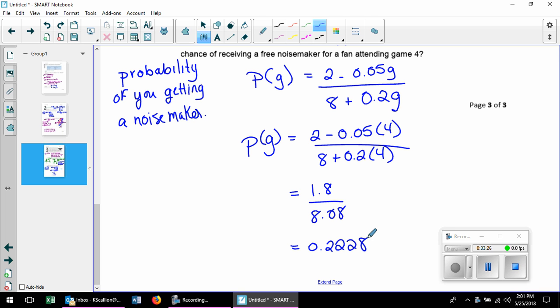So the probability, oh, I screwed up. That's the wrong number on the bottom. It's the right number on the top, it's the right number on the bottom. Is it 8.8? Oh, that's not right. Okay.